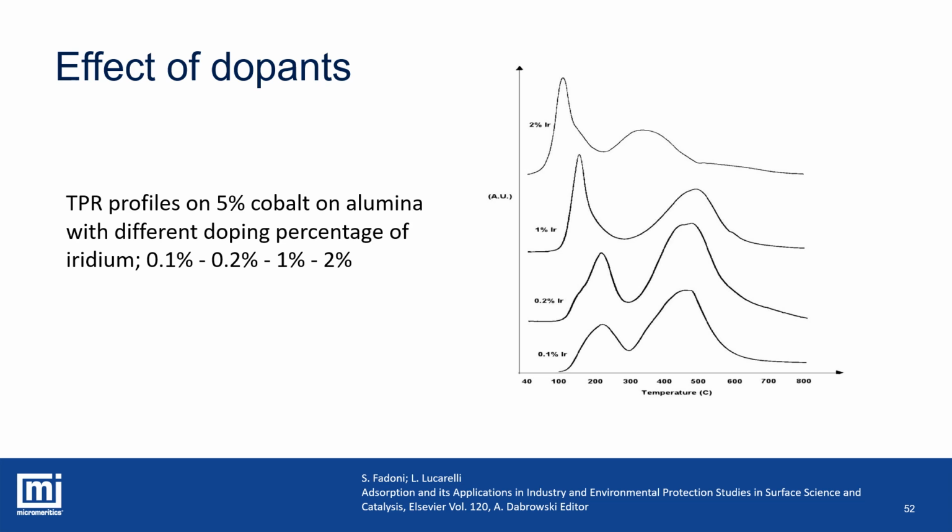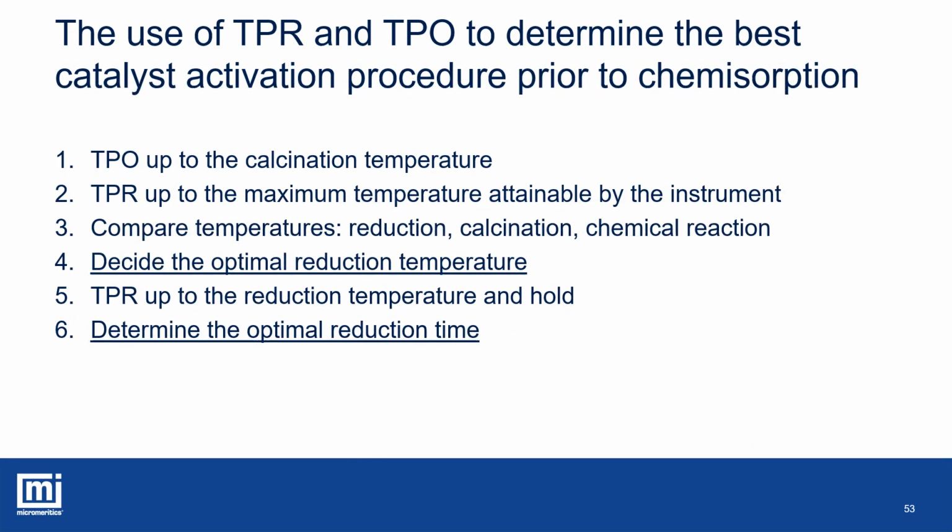An important aspect common to all the described techniques is the sample preparation. In absence of clear indications on how to prepare a catalyst, temperature program oxidation and reduction are very useful to help understand the best way. A simple procedure is the following. First, run a TPO up to the calcination temperature to ensure that all the metal is properly oxidized. In case of a used catalyst, the oxidation might remove possible carbon residuals.